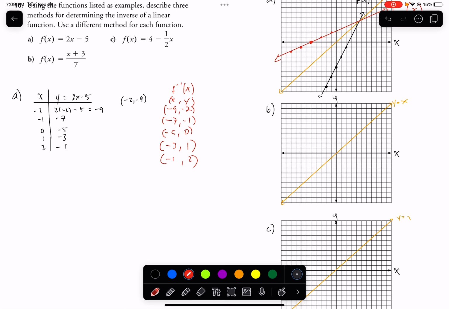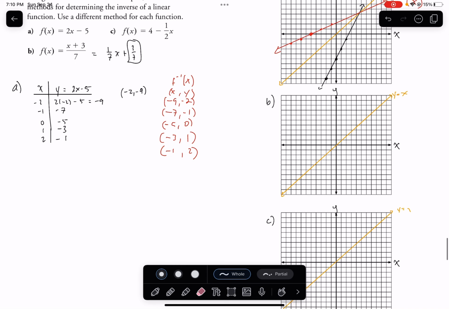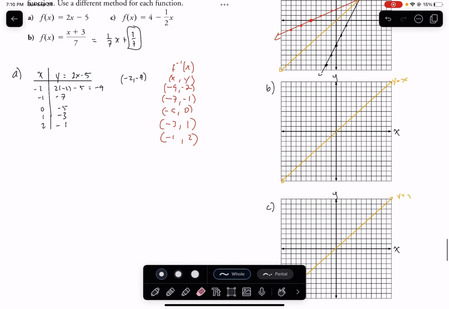What we can do is graph the original function on B. Another way to write question B would be 1 over 7x plus 3 over 7. That's not a great line to be graphing in the first place because I don't really know what 3 over 7 is. It's maybe just under 0.5. But in order to graph that accurately, we're going to have a bit of a problem, right? So what I'm going to do is just find the inverse using the algebraic approach for question B.